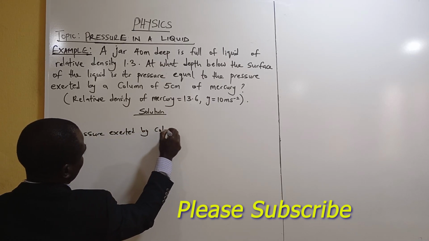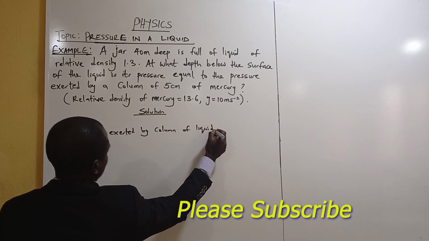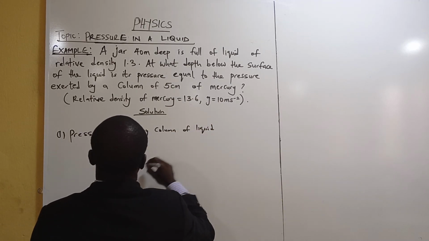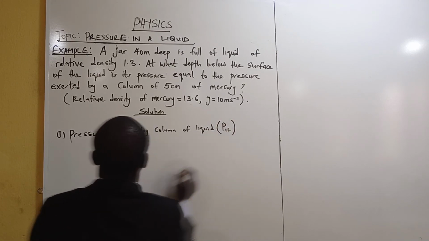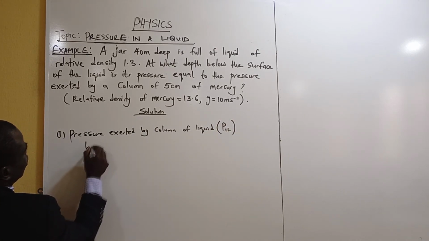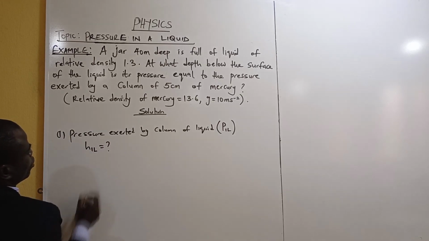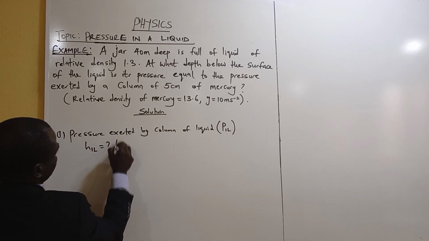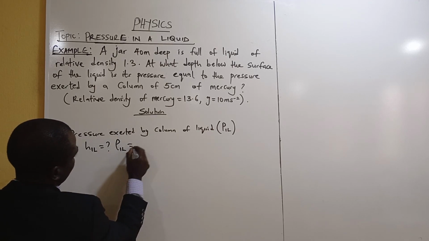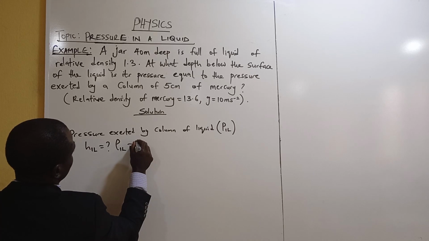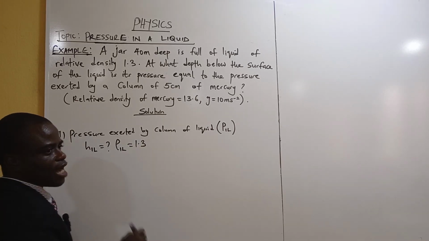Now let's consider the pressure exerted by the column of liquid, and let's take that one to be P1L. We have to look for the H1L, the height of the liquid. The relative density of the liquid is given to us as 1.3. Relative density has no unit, but density has a unit.